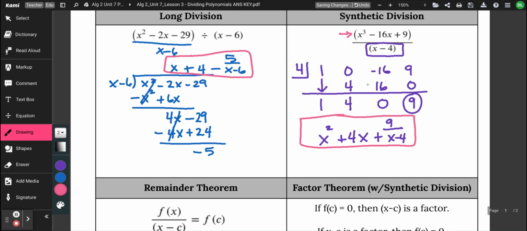And mathematicians tend to lean towards synthetic division because there's a lot less writing and a lot less work that you have to show. Still, you're still showing your thought process and how you got your answers. It's just a bit of a shortcut.